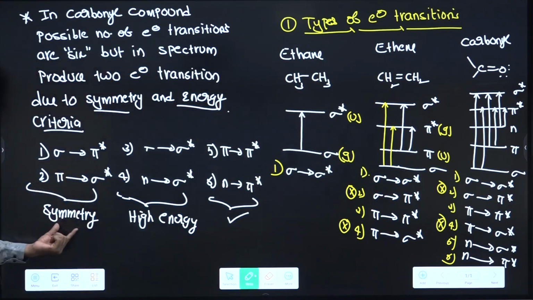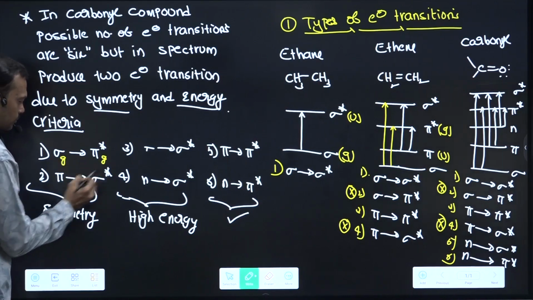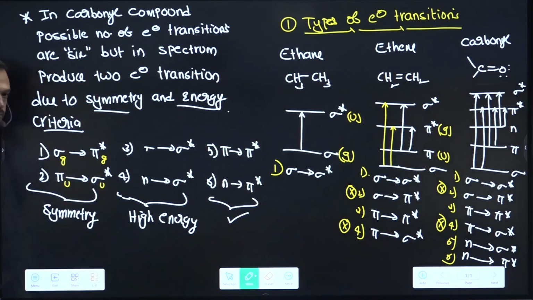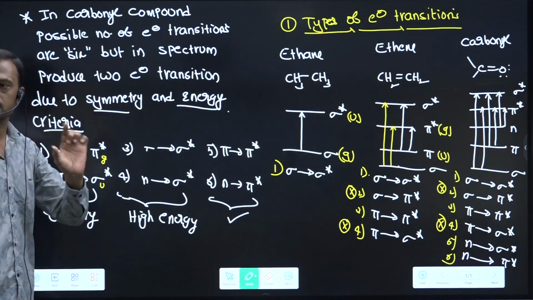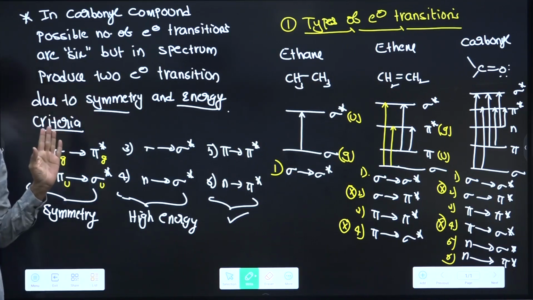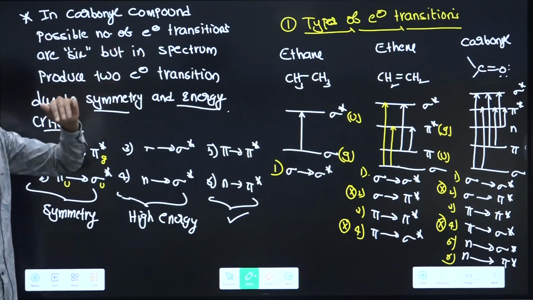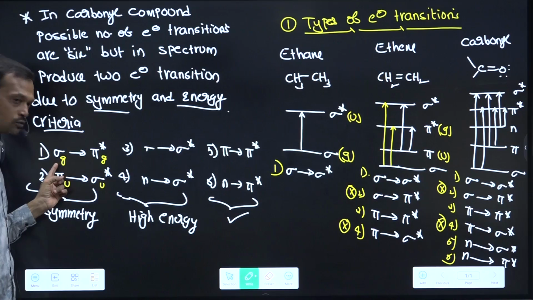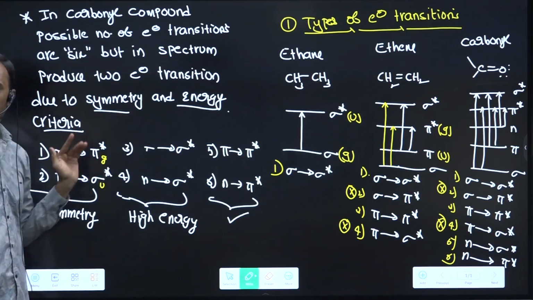This is not possible due to symmetry because this is gerade, and what about here? Gerade. This is ungerade, ungerade. So gerade to gerade is not possible, ungerade to ungerade is also not possible. If 2 molecular orbitals have identical symmetry, electronic transition does not exist. Suppose 2 have a plane of symmetry, no transition. 2 have a center of symmetry, no transition. One should have a center of symmetry and one should not, then only electronic transition is possible.